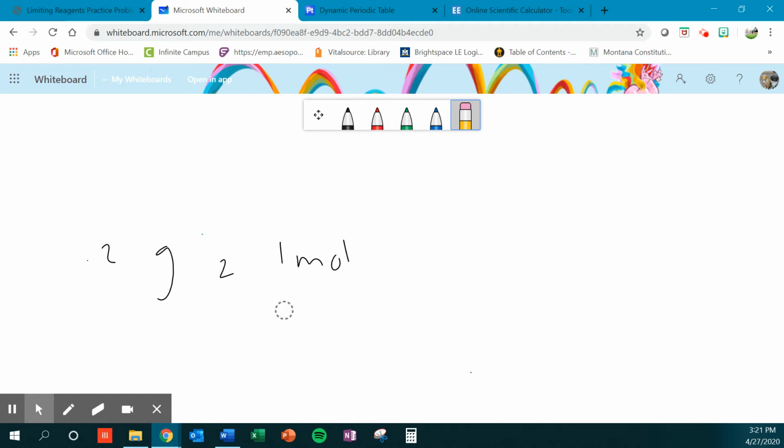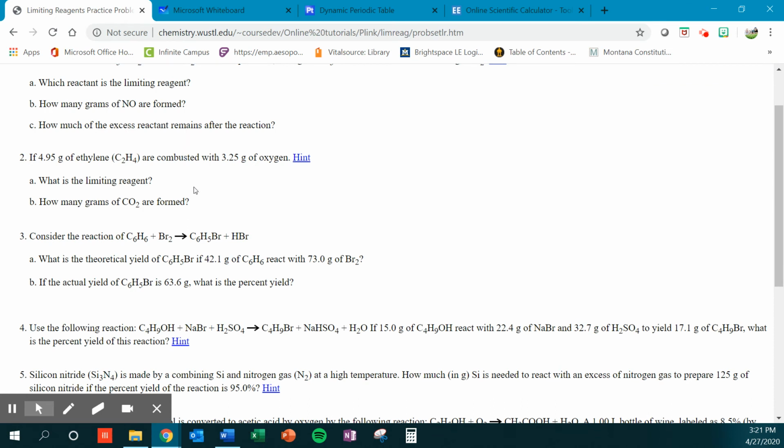all know that there's also these crazy times that we can lose certain products and reactants through energy release or human error. So how much did we actually get? Okay. And so if we look down at question number 3, it says consider this reaction C6H6 plus bromine gas yields C6H5Br plus hydrobromic acid. And it says, what is the theoretical yield of 42.1 grams of C6H6 reacting with 73 grams of bromine gas?